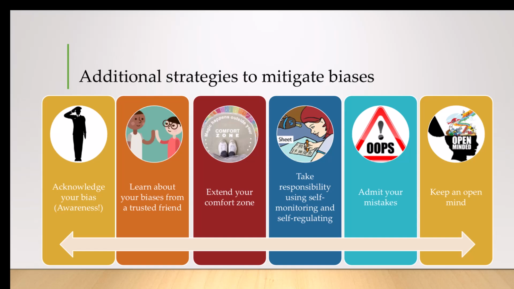Another thing you might want to do is admit your mistakes. None of us are perfect. It is very difficult to eliminate all biases. Admit it, recognize it, and then be able to move forward. Finally, you want to be able to keep an open mind. That's important for recognizing and modifying our biases. These strategies help us to become more aware of our biases and work towards reducing their impact.